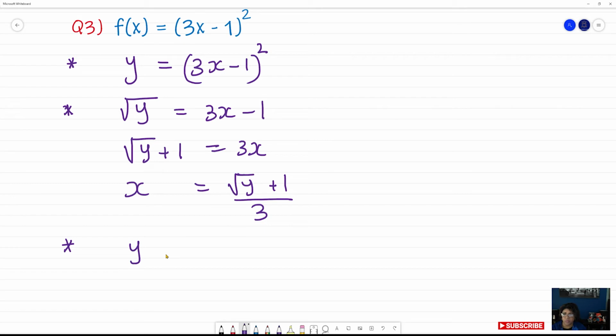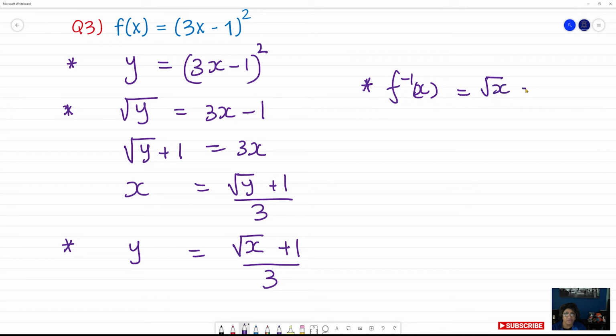So now we can write y is equal to square root. We're going to swap the y and x. So now I'm going to write x in here plus 1 over 3. And for the final step then, we're going to use the inverse notation. So now we're going to write f minus 1 of x equals square root of x plus 1 over 3, and this is the inverse of this function here.